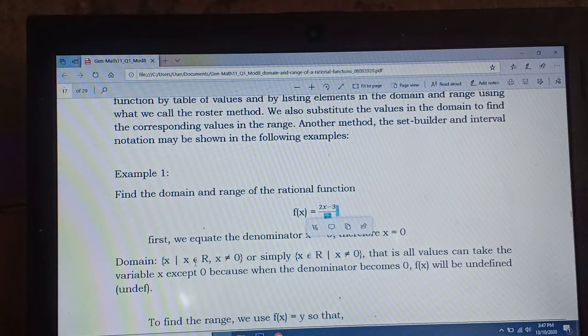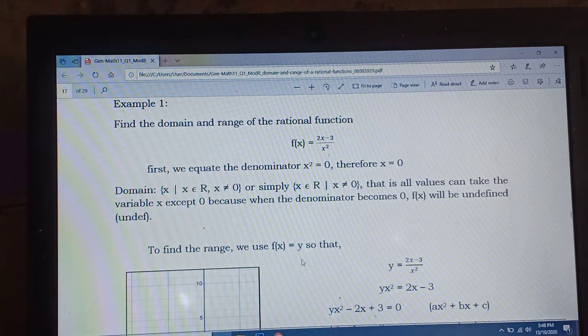So what is the domain now? The domain is x such that x is an element of R, x is not equal to 0. Why x is not equal to 0? Because if we substitute 0 for x in this expression, the denominator will become 0, and take note the denominator should not become 0. Next, we find the range.